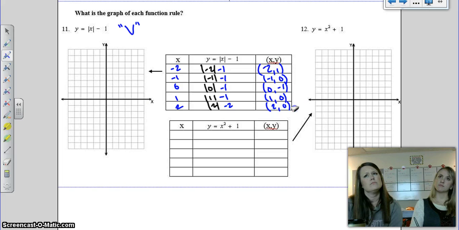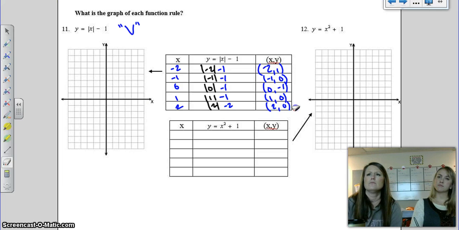That can't be right. 1 minus 1 is 0. Oh, that's supposed to be a one. There we go. Okay, I was like, that should be 1, right? Okay.